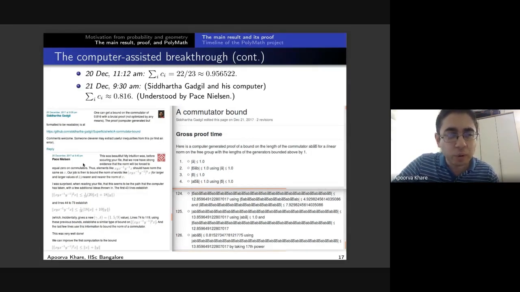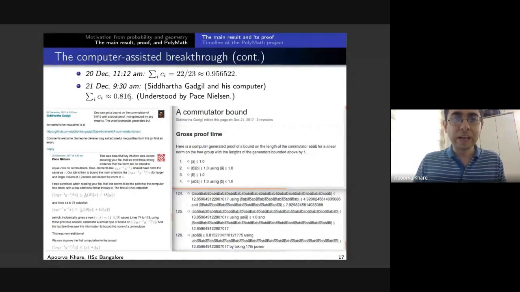This was beautiful. My intuition was blah, blah, blah. I was surprised that when reading your file, the computer has done the same thing. The first 43 lines, he decoded to mean this is what it gets. The next 44 lines give you this. So you see, as I said, this is not a direct calculation of writing down a large multiple and then getting something. You establish milestones along the way. And by the way, this gives a new bound of 5 over 9, for some other reason. And then the last few things establish all of this, using this to get the bound to be 0.816.